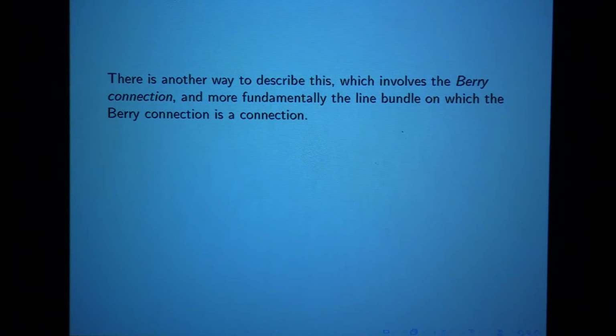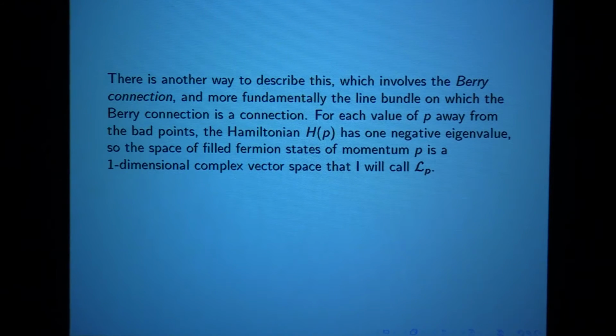Now, there's another way to describe what we've just done, which involves the Berry connection. And you see, more fundamentally, before you talk about the Berry connection, you should talk about the line bundle on which the Berry connection is a connection. So for each value of p away from the bad points, the Hamiltonian h of p has one negative eigenvalue. So the space of filled fermion states of momentum p is a one-dimensional complex vector space that I'll call L sub p.